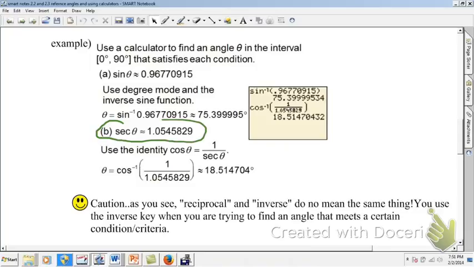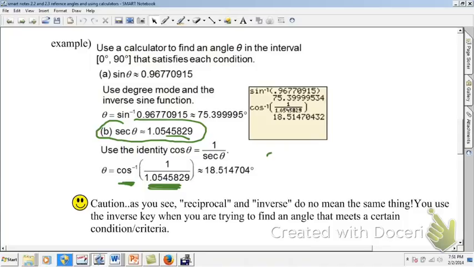Secant of theta is equal to this. Now, I'd love to be able to hit inverse secant, but there is no inverse secant button. So secant is really the reciprocal of cosine, right? So I'm going to hit inverse cosine, but I can't hit inverse cosine of that value. I have to hit inverse cosine of the reciprocal of that value. So that's a little bit tricky there.